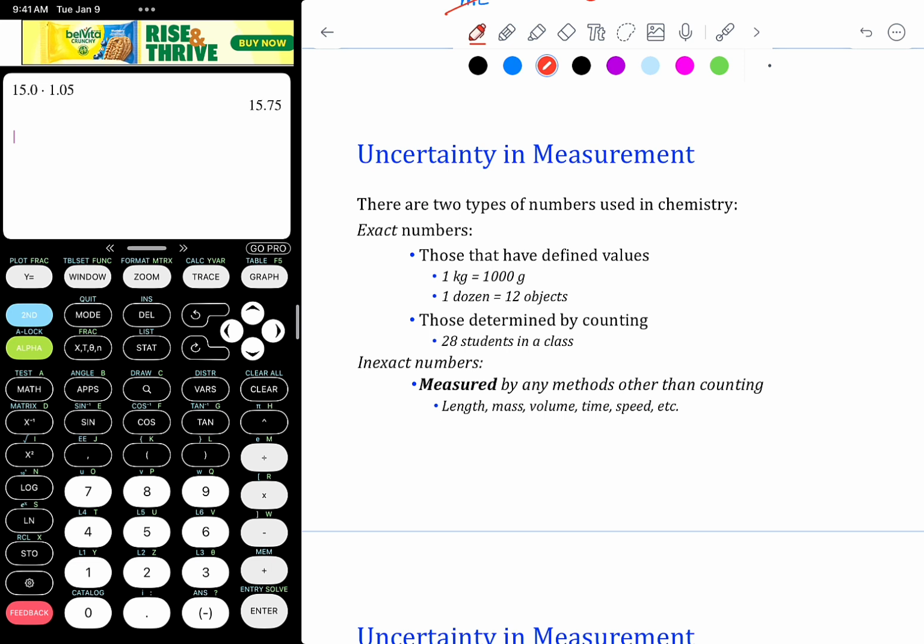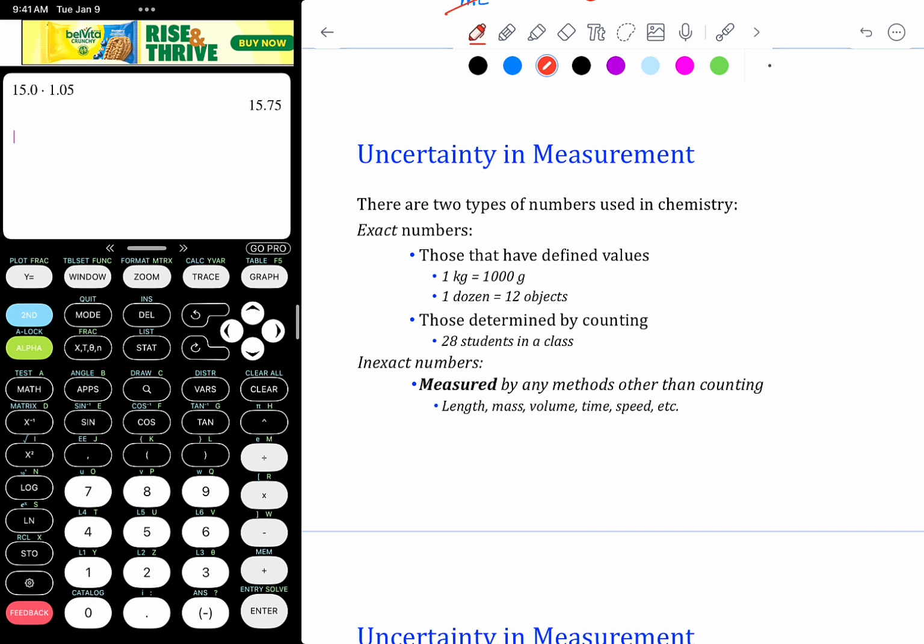We know there are exactly 1,000 grams in 1 kilogram. We know that in 1 dozen there are exactly 12 objects. If you asked for a dozen donuts and only got 11, you would go back and ask for that 12th donut.